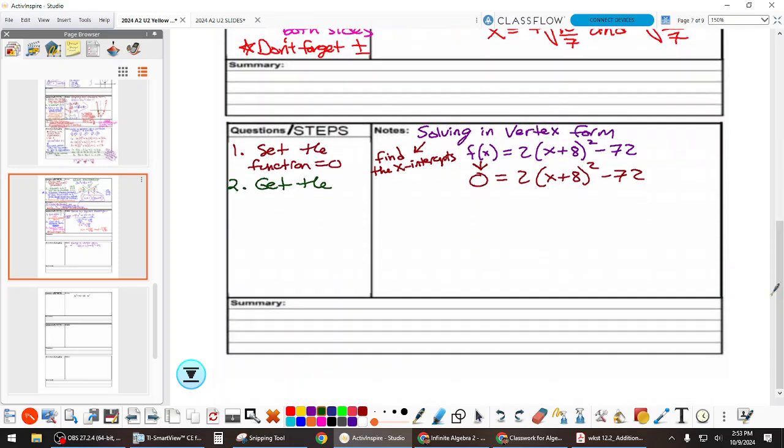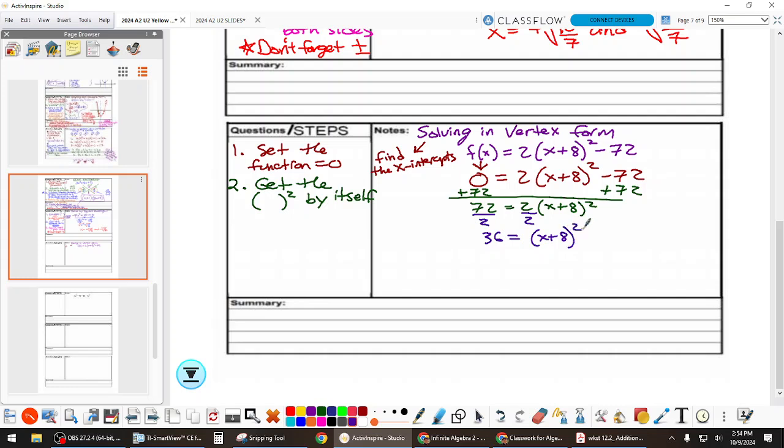Get the squared term alone, so we worked to get x squared by itself. In this case, it's the same idea, only now we have x plus 8 squared. So we want to get the whole thing that's being squared by itself. Okay, so for this one, we're going to add 72. And we need to divide by that 2 to get the parentheses squared by itself. So we get 36 equals x plus 8 squared.